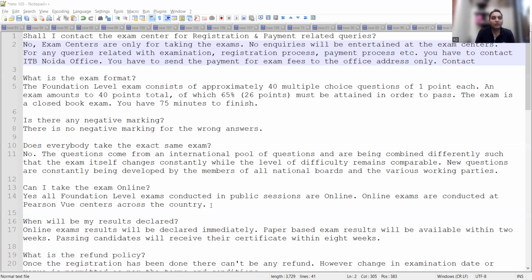Okay, I think we forgot to cover one question. Does everybody take the exact same exam? So the questions depend, as I mentioned earlier, from course to course. If it's a foundation level, the syllabus will be different, the questions will be different. If it's an advanced level, the syllabus will be different, the questions will be different. If two people are simultaneously giving the foundation level exam, then their questions in the question paper will be arranged in a different manner. For example, the first question to candidate A might be the 25th question to candidate B, right?